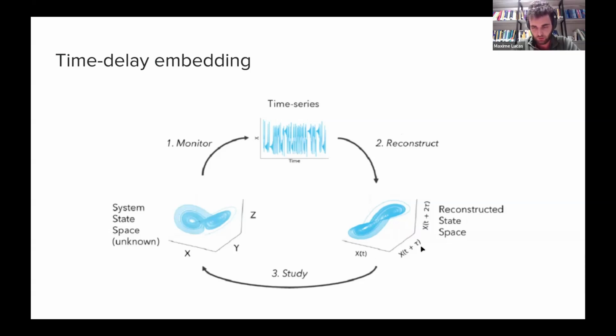So you use a time delay, and then from one of the 3 variables, you reconstruct the other 2. That's the idea. And then we want to study this reconstructed attractor that hopefully looks enough like the real one to be able to say something about the real one. That's the idea.